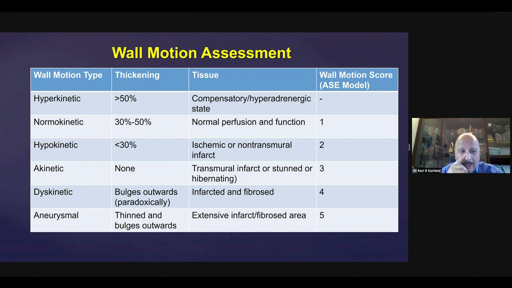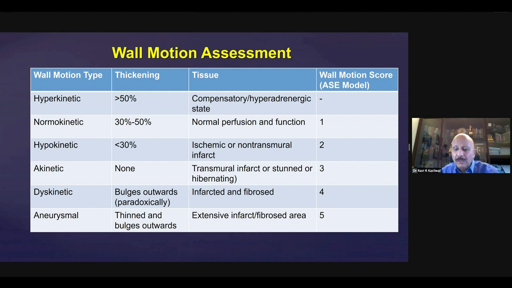Very important that the patient may have akinesia. Doesn't mean that it is infarcted or fibrous. It may just be a transmural infarct, or it may be stunned or hibernating. That means it may have chances of recovery. Dyskinesia, it bulges outwards paradoxically. Then you are quite sure it is infarcted and fibrosed. And of course, if it is aneurysmal, then it is thin and bulges forward. So you can imagine, if your patient has a high score, then more and more segments are involved.